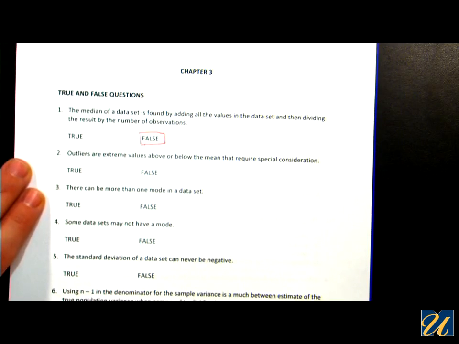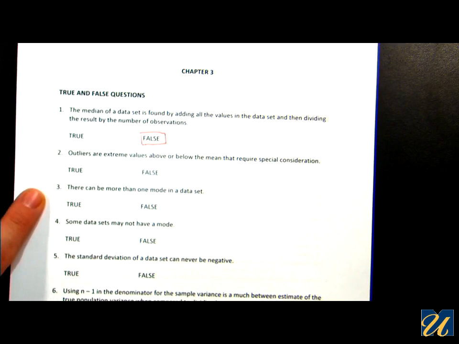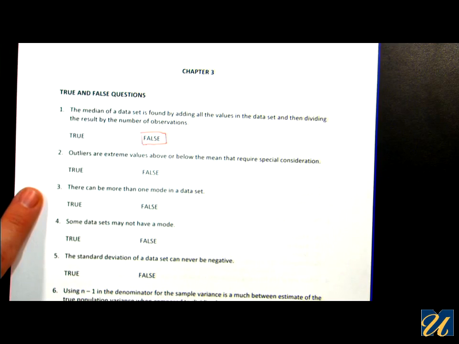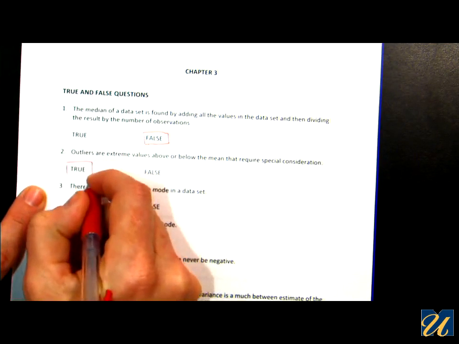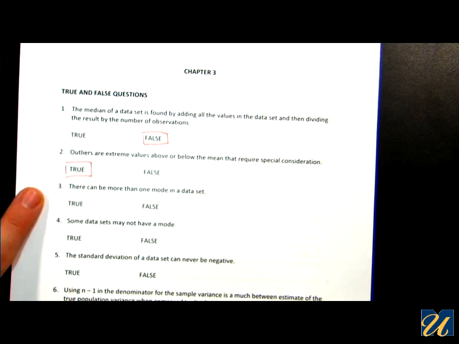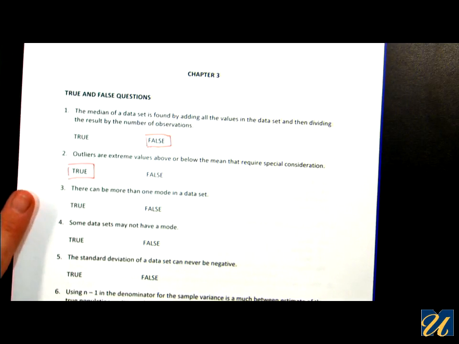All we need to do for the median is place the data in order, and the median will be the value in the middle of the ordered data set. Outliers are extreme values above or below the mean that require special consideration. Absolutely, this is true. Outliers are values that are extremely high or low compared to a typical value in a data set.